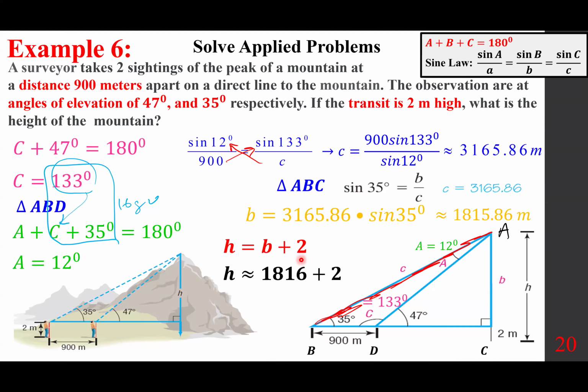And when we add 2, again, this is an estimate. They probably tell you how many decimals. So if you go with a whole number, 5 becomes 6. With 2, we have 1,818 meters. Okay.